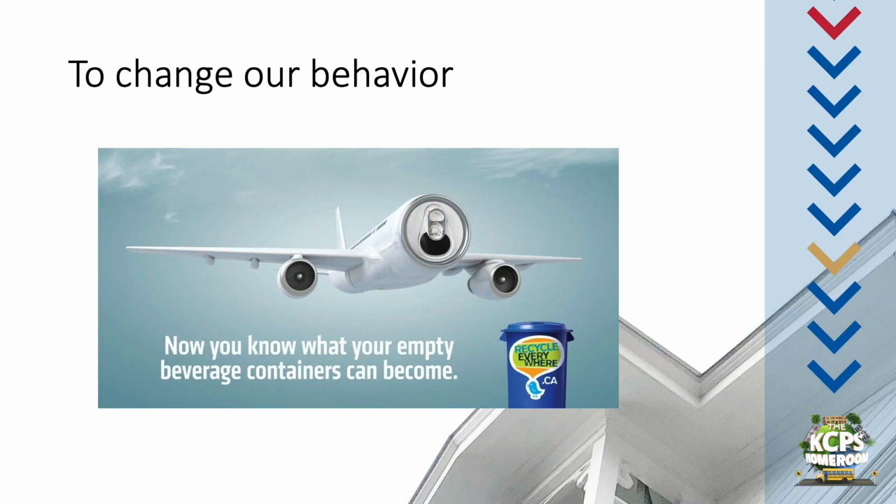The next one is to talk about changing behavior. If you look here, there seems to be a picture of a plane, but that's not really a plane. It's a plane that's made out of a can. Then if you look at the bottom, there's a picture of a recycling bin. It's really important that we try to recycle. If you look at the caption, it says, now you know what your empty beverage containers can become.